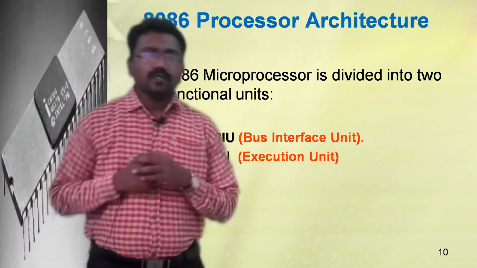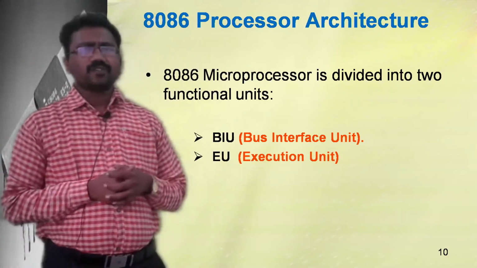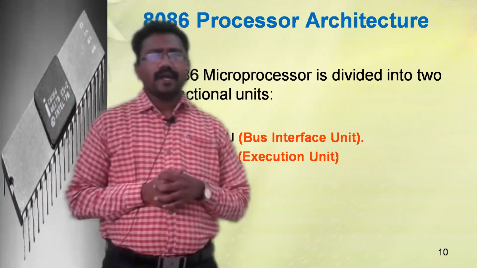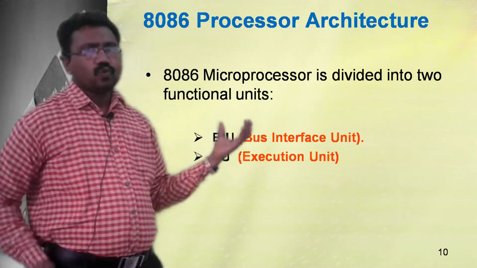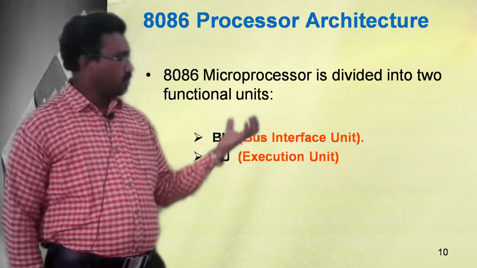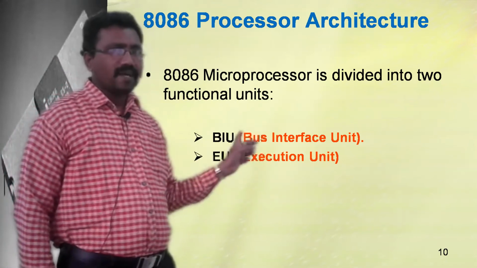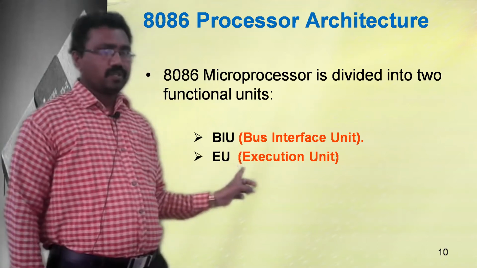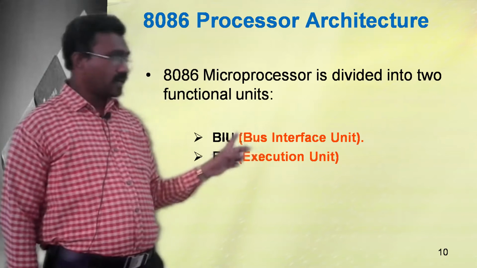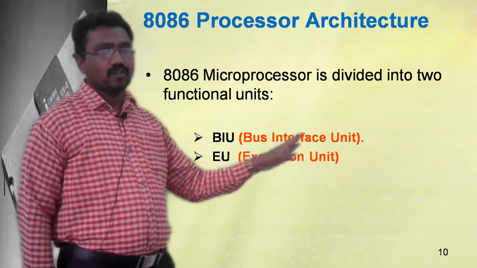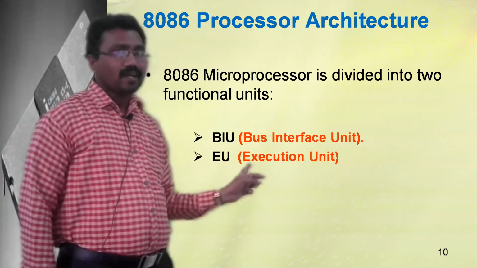Okay, now we'll see the 8086 processor architecture. The 8086 microprocessor contains two functional units. It is divided into two main blocks. What are they? Bus interface unit and execution unit. Internally, the 8086 architecture is divided into two functional units: bus interface unit and execution unit.